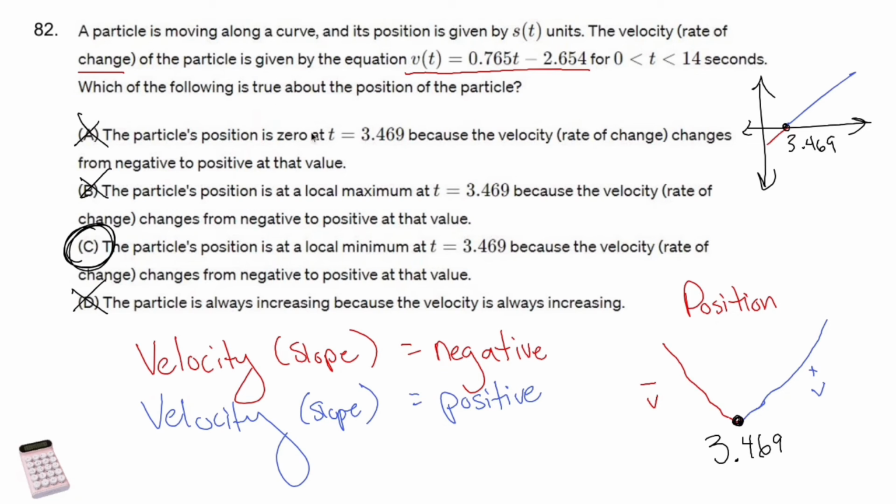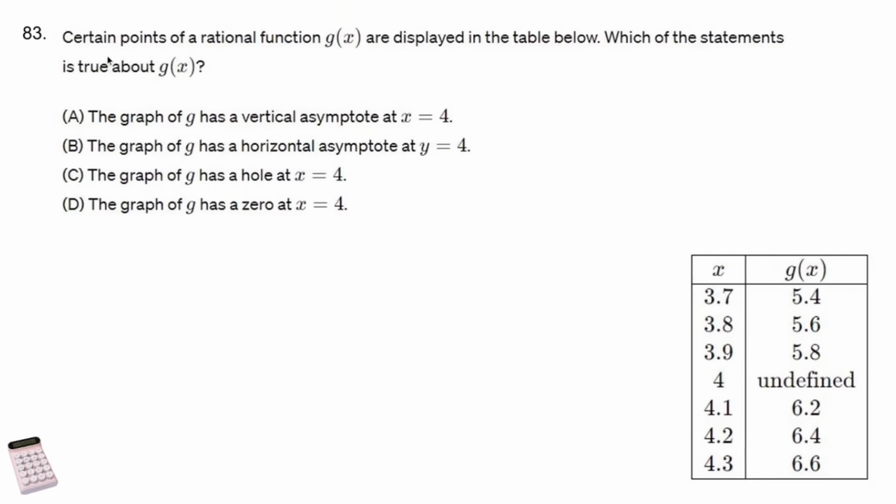But this problem mirrors a similar problem on the second AP classroom practice test, whatever it's called. So yeah, I'm not just pulling this out of thin air. It's something that you could possibly see. So hope this helps. Certain points of a rational function g of x are displayed in the table below. Which of the statements is true about g of x?